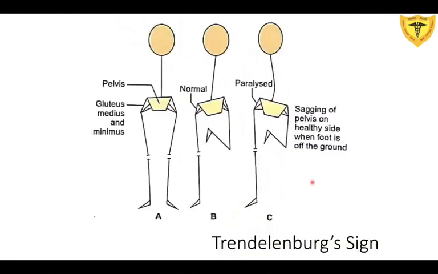So to summarize, in normal conditions, pelvis on the unsupported side will be raised, whereas in positive Trendelenburg sign, pelvis on the unsupported side drops downward. There is sagging down of pelvis on the unsupported side, which is called as positive Trendelenburg sign.